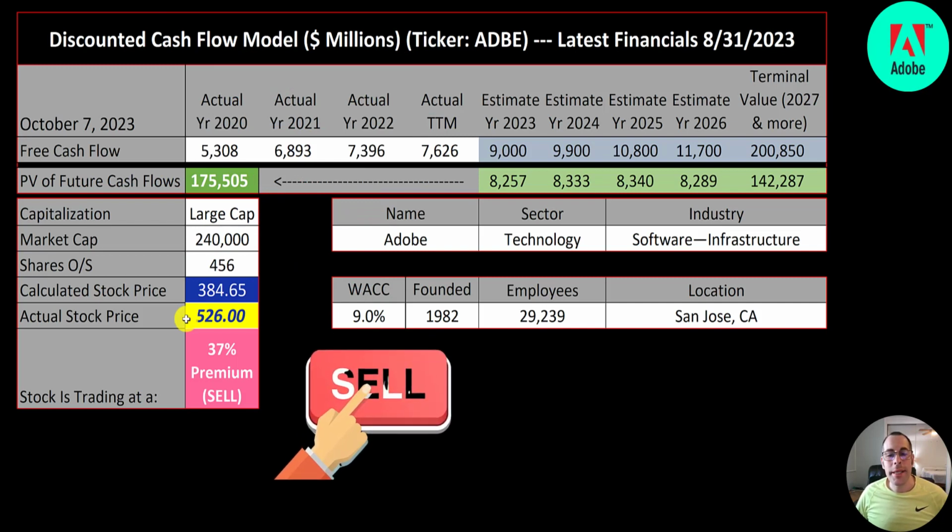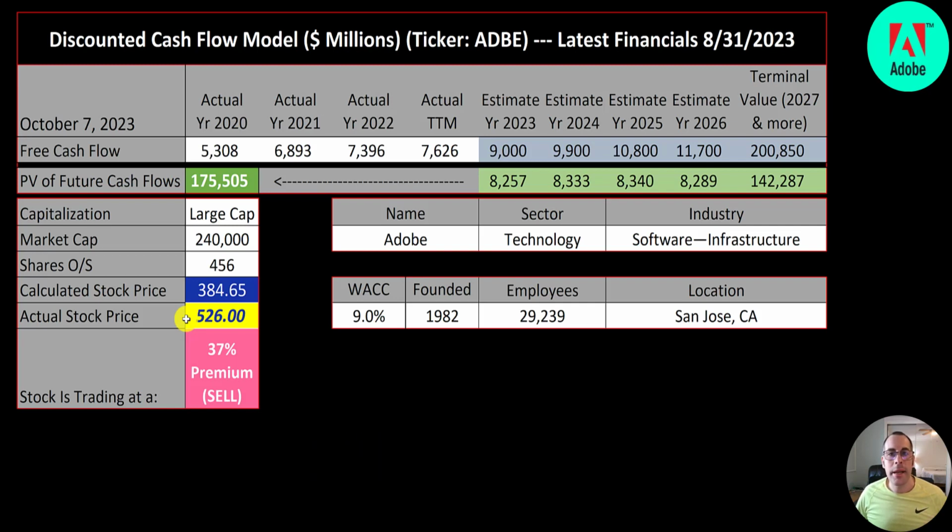Valuation is an art, not a science. If you talk to 10 different people, you'll get 10 different valuations. Because how can you predict the future? It's really hard. I gave them pretty significant growth into the future. The highest free cash flow was 7.6 billion. I gave them 9 billion in 2023, 10 billion in 2024, close to 11 billion in 2025, close to 12 billion in 2026, and the stock still seems overvalued.